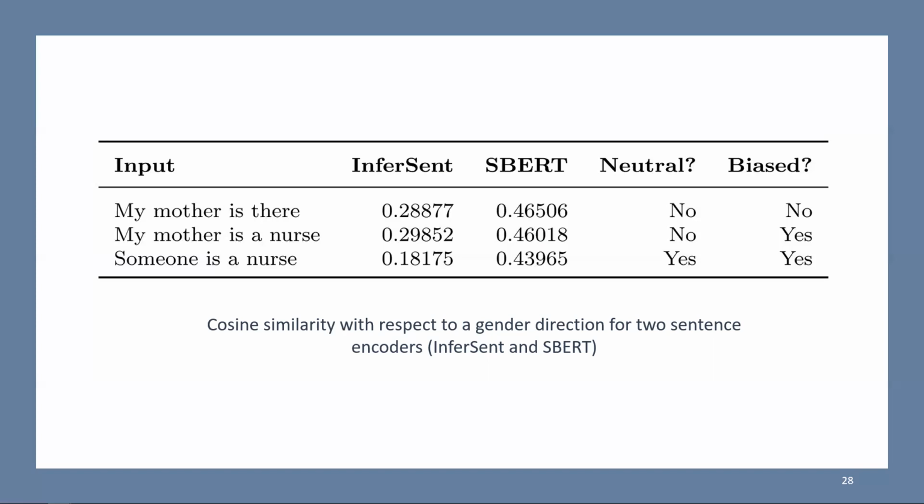And then if you combine them together, you have "my mother is a nurse," but again, you have a lot of gender similarities, so a lot of gender information, but it's not easy to distinguish the amount of gender semantics that comes from mother and the one coming from nurse, because this is a non-neutral sentence that again can be biased.